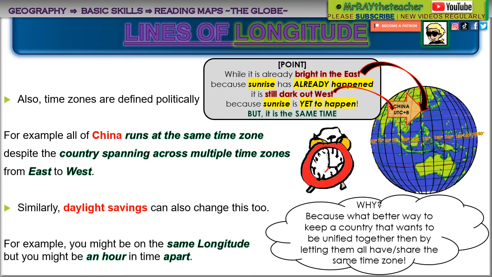Similarly, daylight savings can also change this too. For example, you might be in the same longitude, but you might be an hour apart. So for example, if someone is in a state that is not affected by daylight savings and they're north of you, you're south of them, but you guys are affected by daylight savings, crossing that border doesn't magically mean you go forward or backward an hour in time.